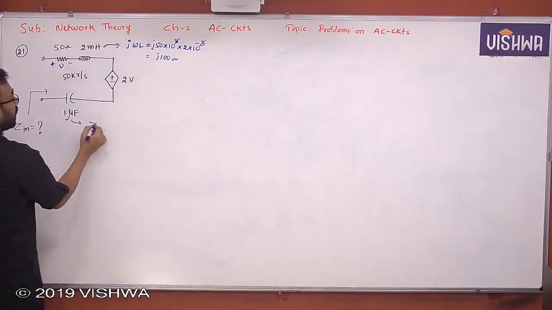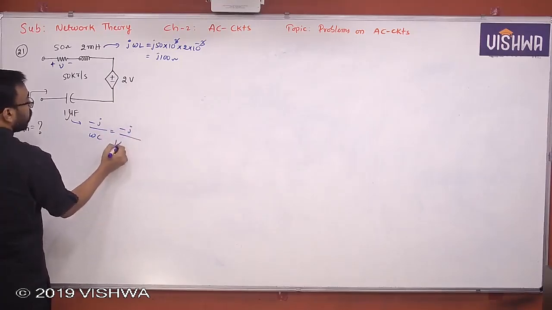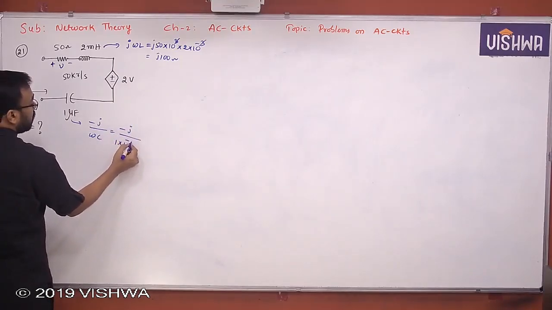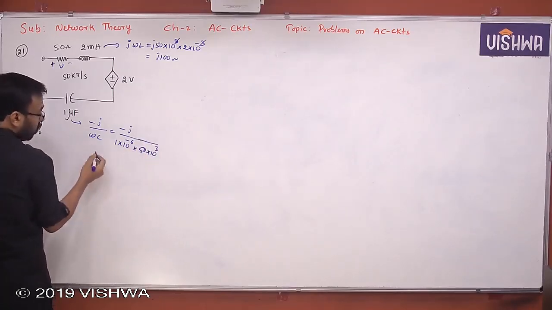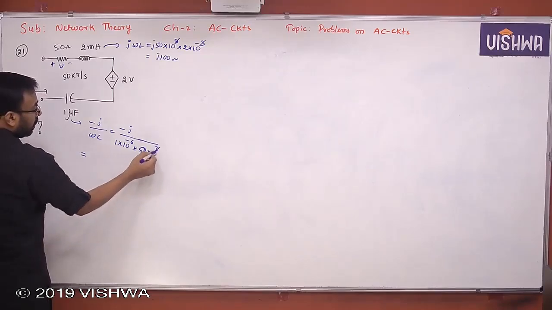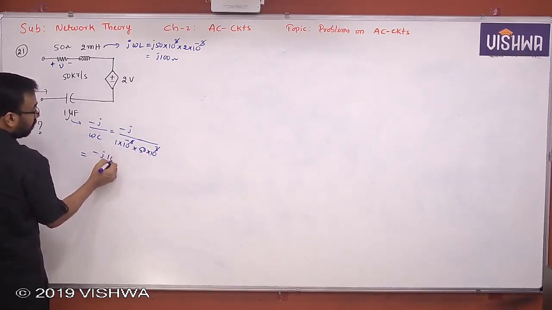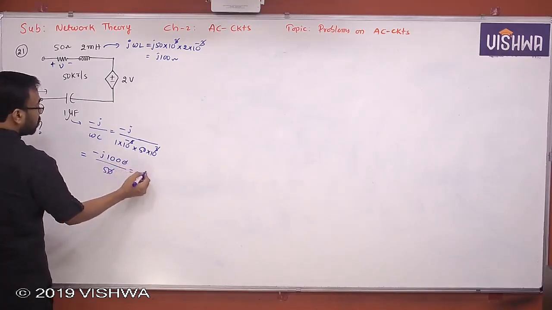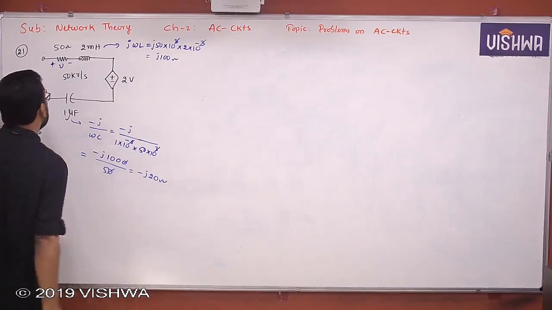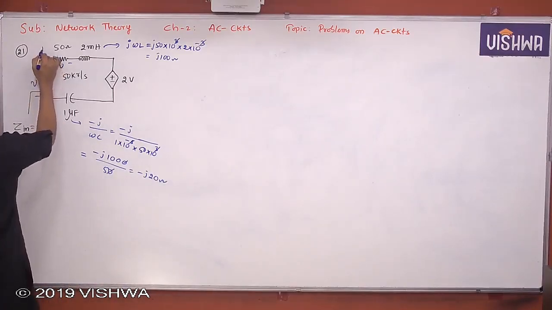And here is minus j by omega C. So minus j by 1 microfarad, 10 power minus 6 is the C value. Omega is how much? 50 kiloradian per second, 10 power 3, right? So what do you get here? You see 10 power 3, so minus j 10 power 3, that is 1000 by 50. It cancels, minus j20 ohm. Clear?